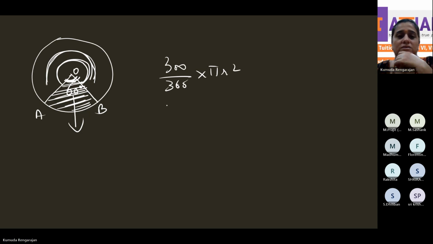Similarly, if you found the area of the major sector, the area of the circle minus the area of the major sector will give you the area of the minor sector. Or, like the formula says, supposing the sector angle is 60 degrees, then the angle in the major sector will be 360 minus 60, 300 degrees. So 300 by 360 into pi r square is the formula to find the area of the major sector.